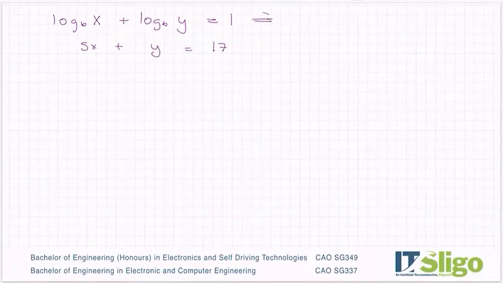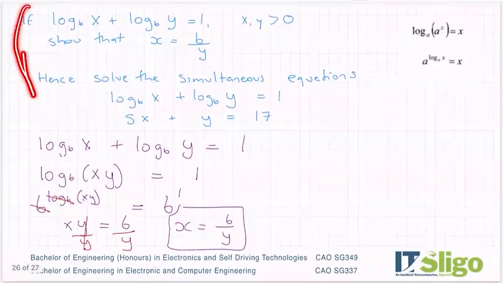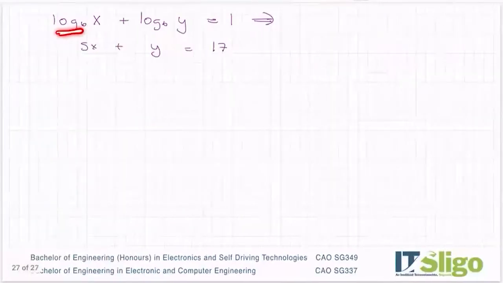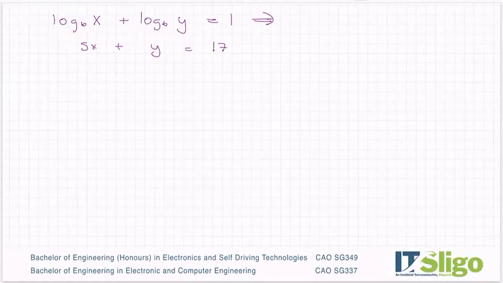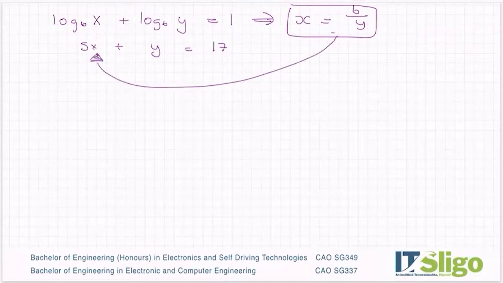So if you got that without having this part at the start, then the first thing you need to do is get rid of these logs so that you can, I suppose, solve it like you would any other simultaneous equation. We have already done this. x is equal to 6 over y. We had that from part A. So all I can really do is sub that in here for x. You've solved it for x, so sub it in.